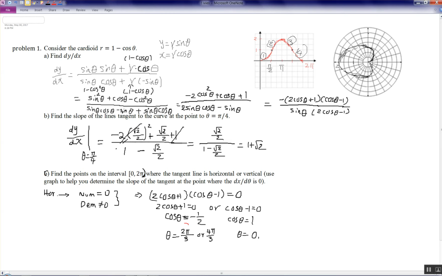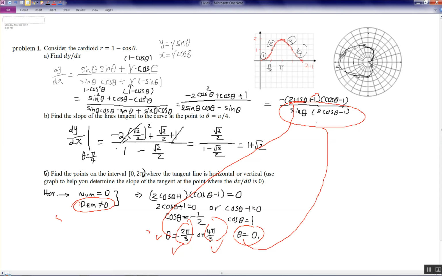Let's check these three angles. There's another requirement: the denominator cannot be 0. If you plug these two into the denominator, which is right here, these two will not create a problem. The denominator is not 0 for these two values.